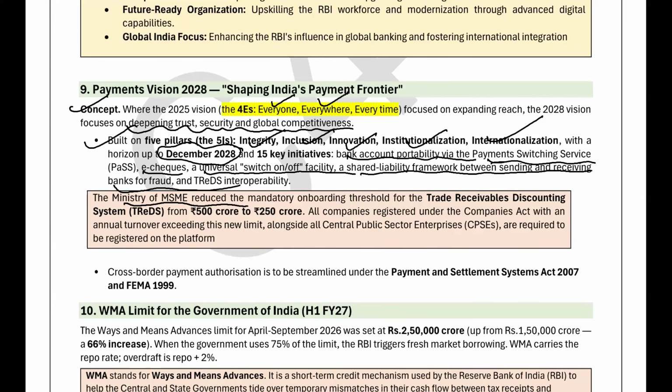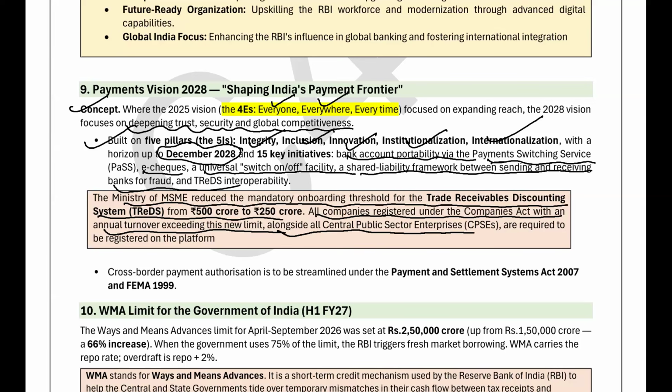The Ministry of MSME reduced the mandatory onboarding thresholds of the Trade Receivables Discounting System, that is TReDS, from rupees 500 crore to rupees 250 crore. All companies registered under the Companies Act with an annual turnover exceeding this new limit, alongside Central Public Sector Enterprises, that is CPSE, are required to be registered on the platform.